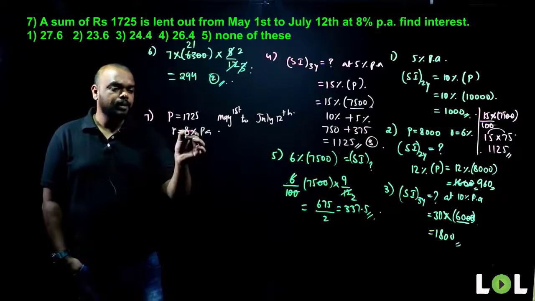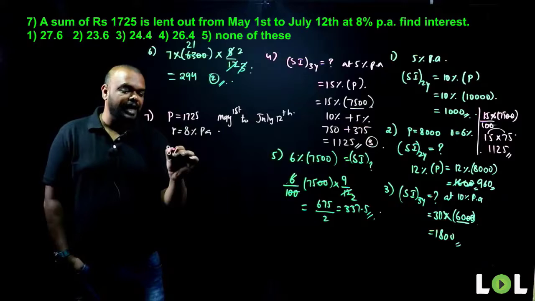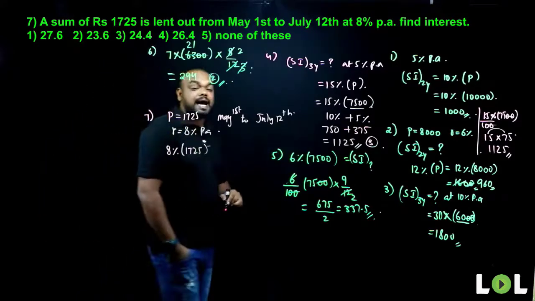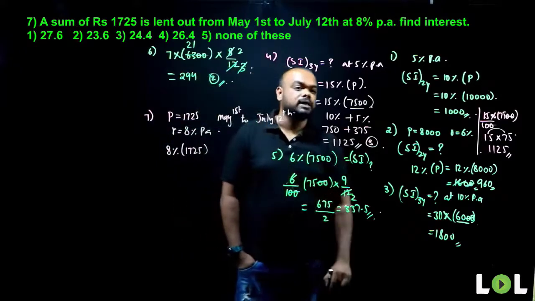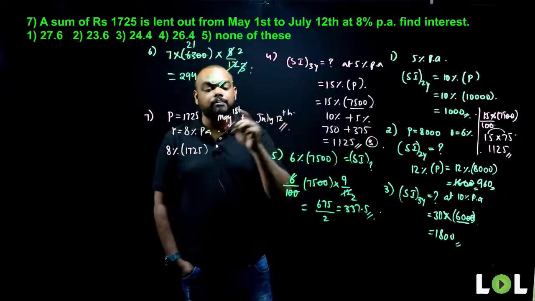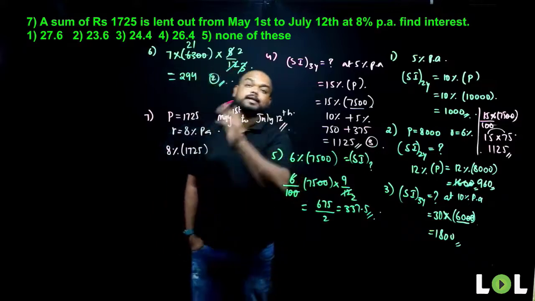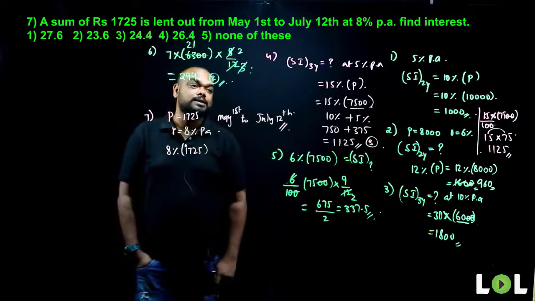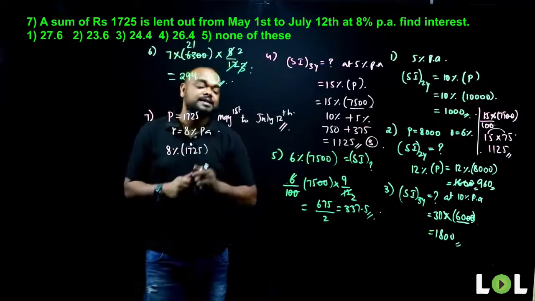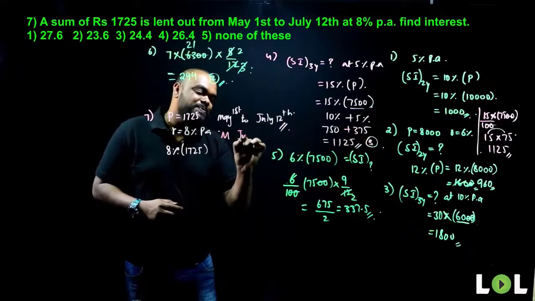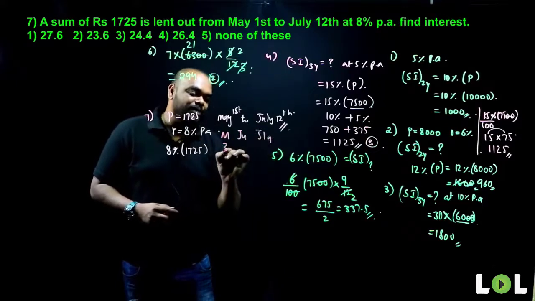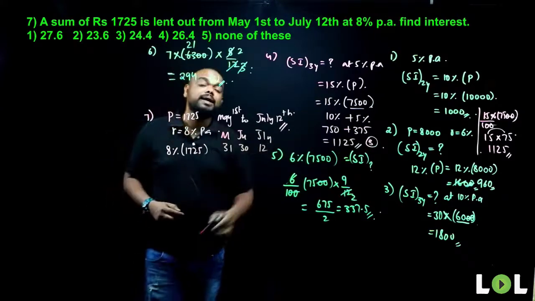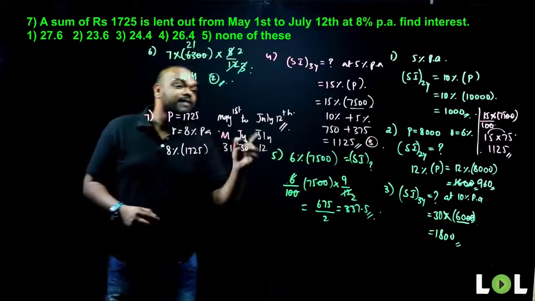Everybody. First, directly 8% of principal, that is 1725. This is for 1 year. But I want from May 1st to July 12th. You calculate and tell me. May 1st to July 12th, how many days are there? It is May to July, guys. It means we'll have May, June and July. May 31 days. June 30 days. In July only 12 days. Altogether how many days? Altogether 73 days.